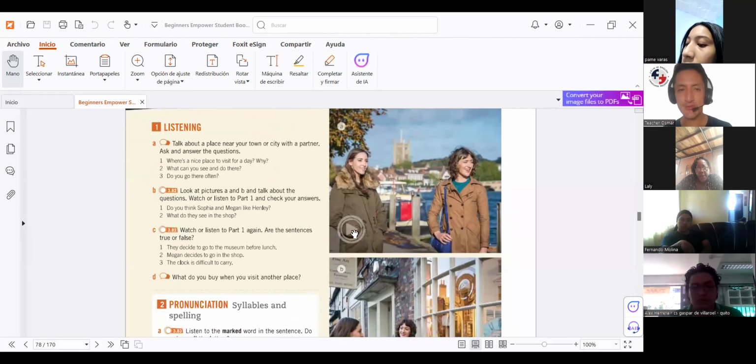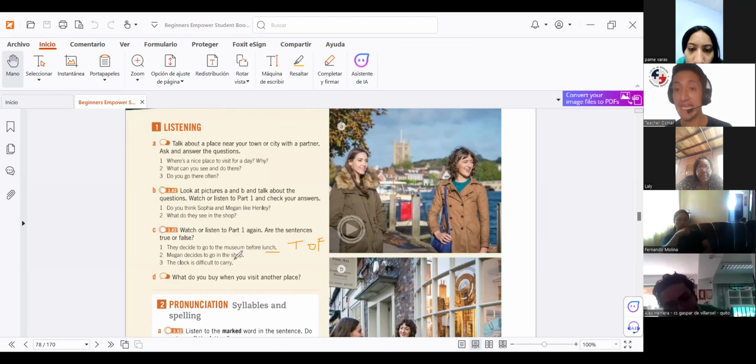And take a look because we are going to follow these two friends. They are Sophia and Megan. Sophia and Megan, take a look at them. We are going to watch a video and we are going to answer the next questions about them, okay? So we need to identify, number one, they decide to go to the museum before lunch. Vamos a identificar si es que esto es verdadero, true, or false.